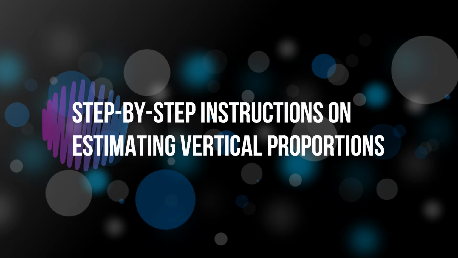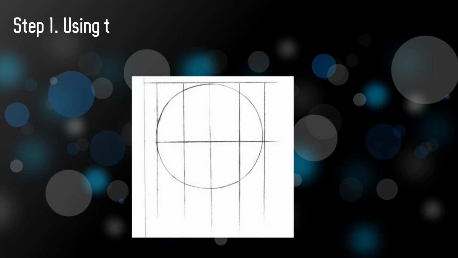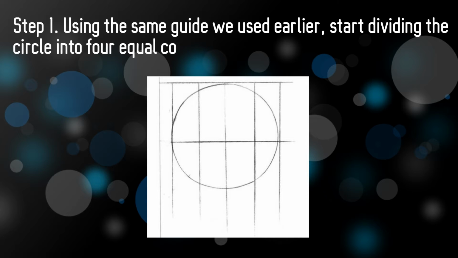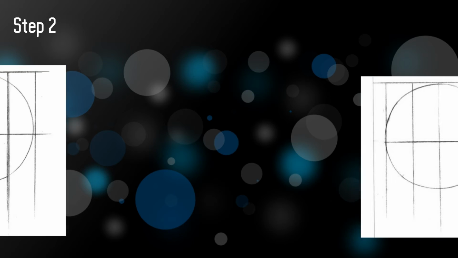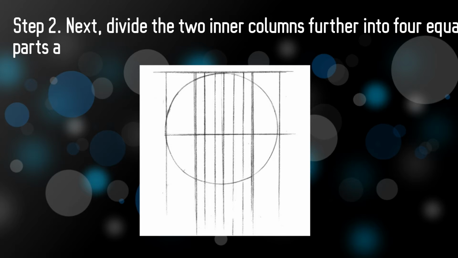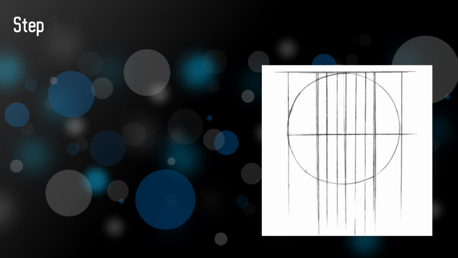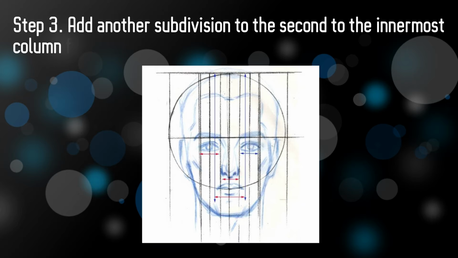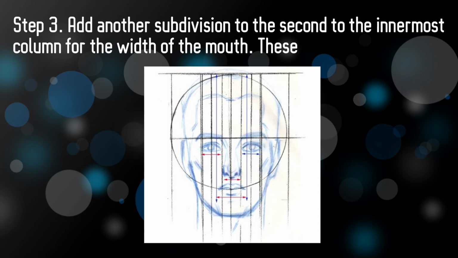Step-by-step instructions on estimating vertical proportions. Step number 1. Using the same guide we used earlier, start dividing the circle into 4 equal columns. Step number 2. Next, divide the 2 inner columns further into 4 equal parts again. Step number 3. Add another subdivision to the second to the innermost column for the width of the mouth.